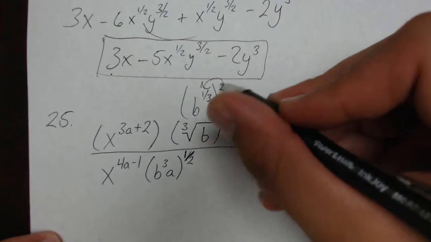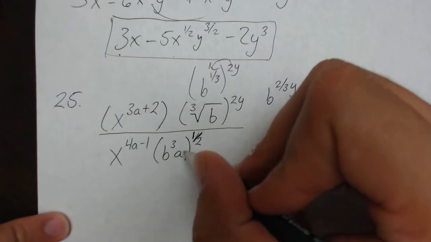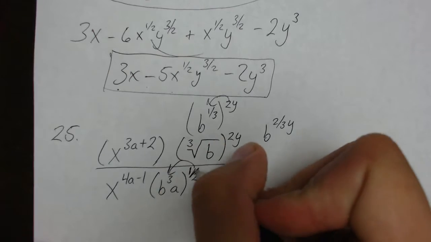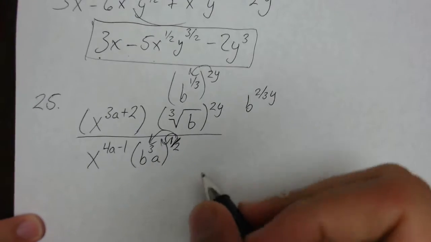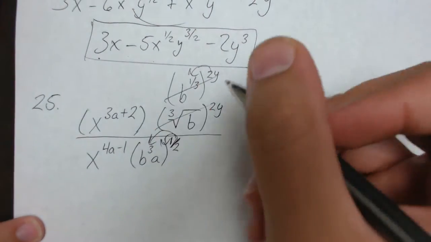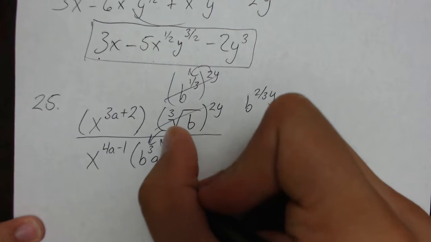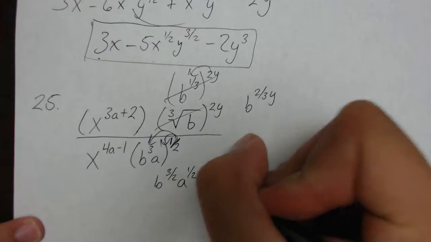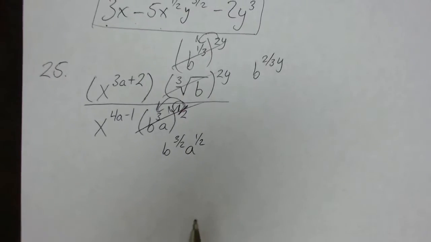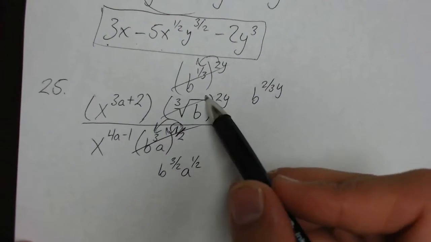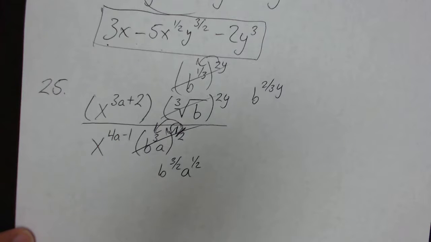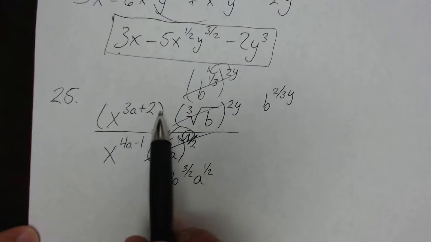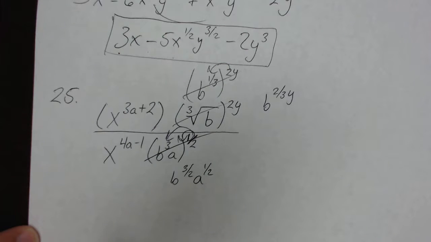And then we'll continue with this distribution, and we'll go with the denominator. We distribute this 1/2 here and here, so this can get rewritten as b to the 3/2 a to the 1/2, and then we're done with that. So we've successfully rewritten the right half of this fraction. Now the left half is just x's and polynomials being multiplied by these.